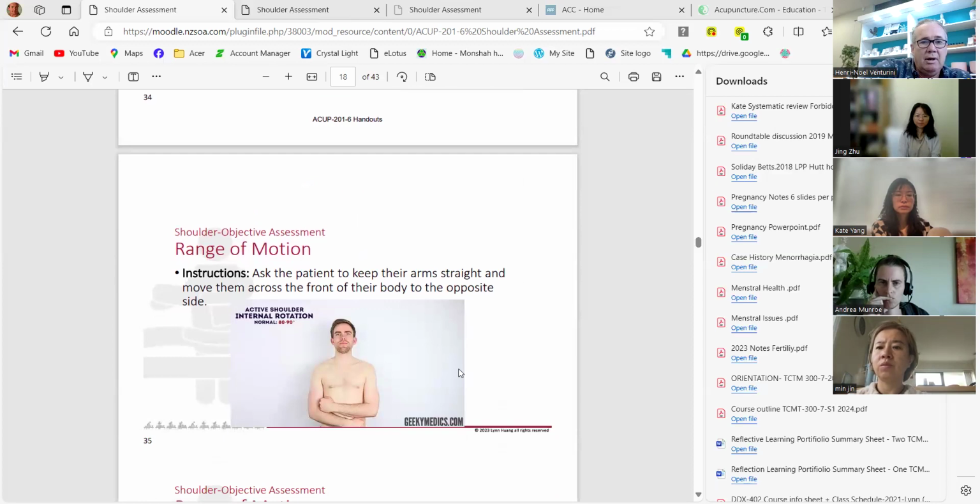So you're going to ask the client to keep the arm straight and across the body to the opposite side. The hand reaches across to the opposite side of the tummy, and then you perform the range of motion by opening and closing the arm.